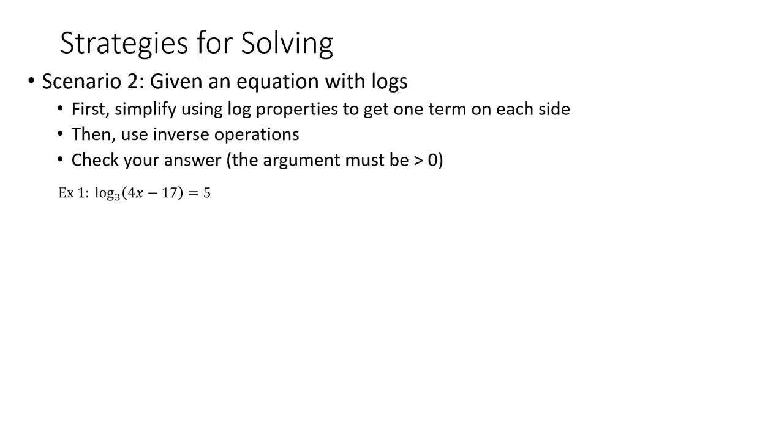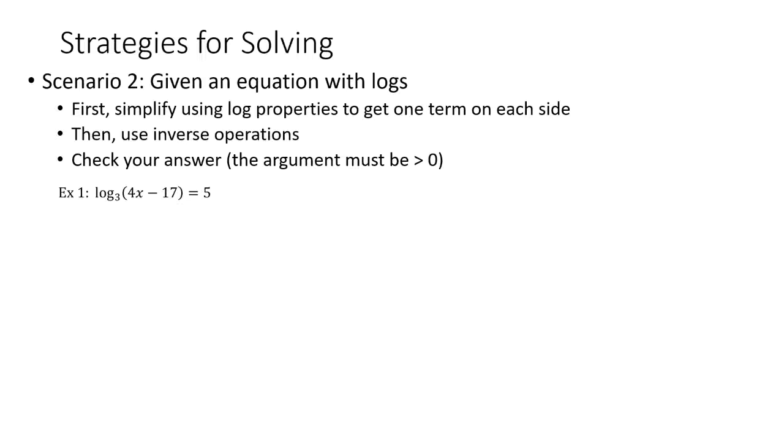Once you do that, we can use inverse operations, and you just want to make sure that you check your answer. Remember we discussed that the argument must be greater than 0, so we always want to substitute our answer back in and make sure that that is the case. So let's take a look at this example here.